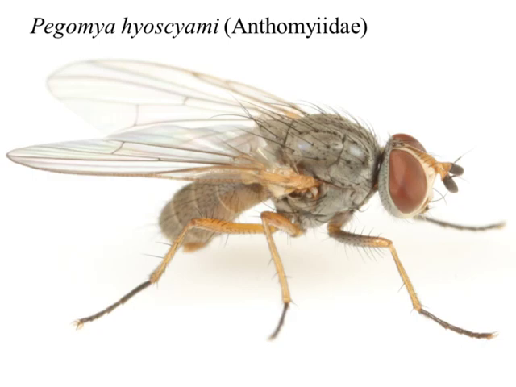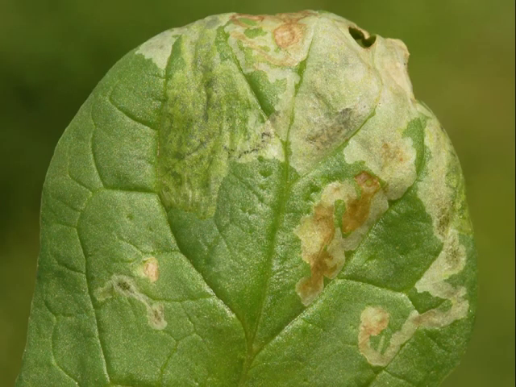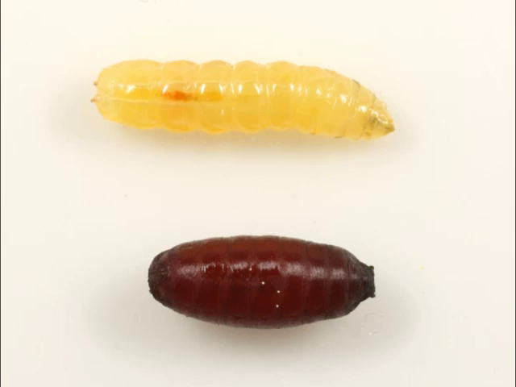And they all glue these beautiful reticulated white eggs to the undersides of leaves. And when multiple eggs are laid together, the larvae will feed together for much of their lives. So this same spinach leaf backlit, you can see, I think there are 11 larvae all feeding together right there. And anthomyiid larvae exit their mines and burrow into the ground to pupate.